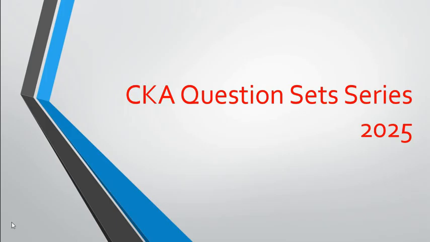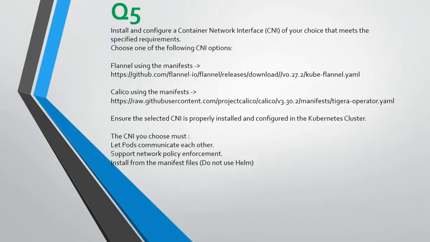Now let's see the next question. That is question number 5. This question is based on the CNI, which has been added in the examination syllabus after February 2025. The question is: install and configure a container network interface of your choice that meets the specific requirements. Choose one of the following CNI options: first is Flannel using manifest and second is Calico using manifest. Ensure the selected CNI is properly installed and configured in the Kubernetes cluster.